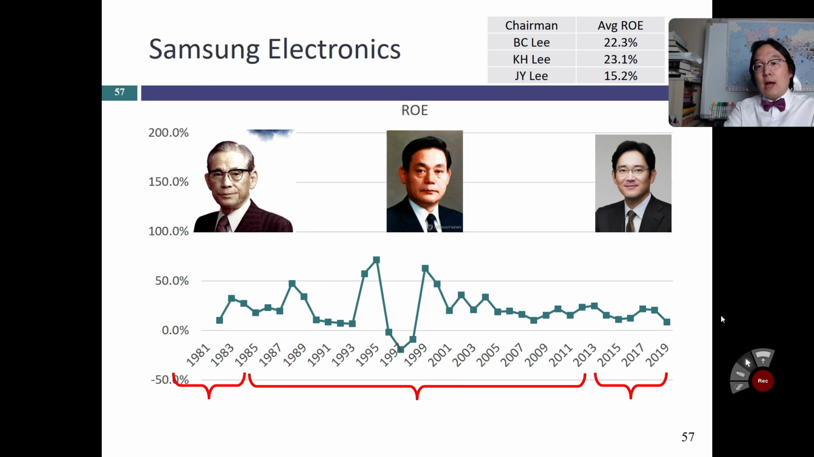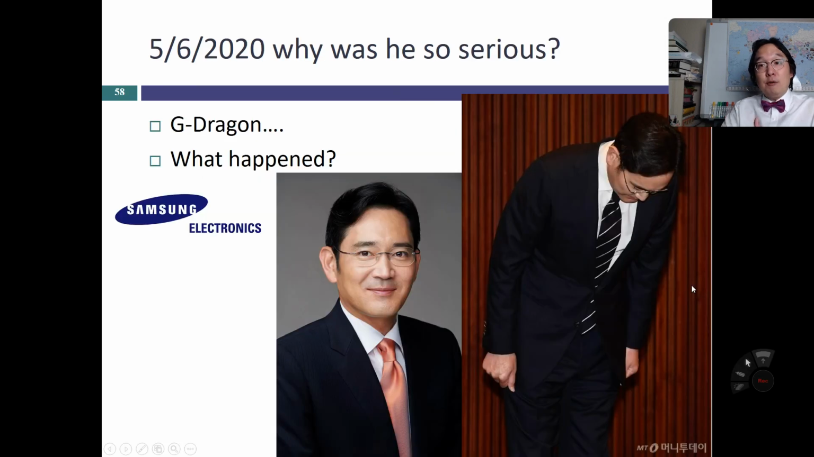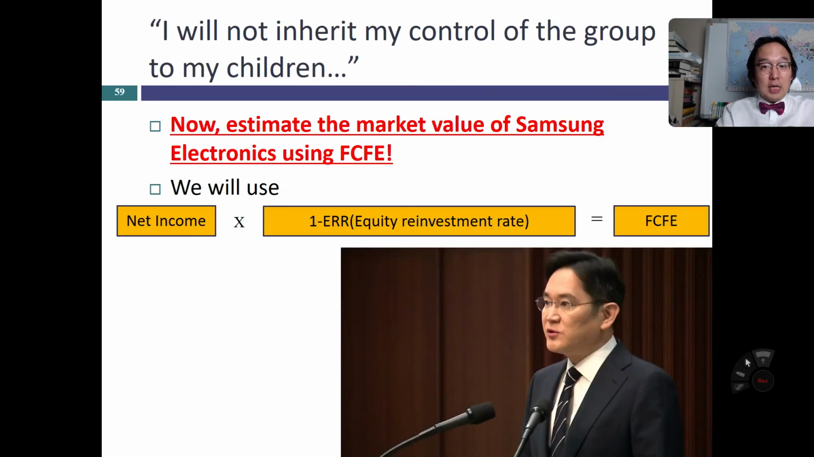Now this brings you to a current issue. May 6th, 2020. Why was he so serious? Here's G-Dragon. You may think of him like Lee Jae-yong, or JY Lee. G-Dragon is his nickname, I guess. What happened? Why was he apologetic? He announced very important things over there, and I want you to estimate Samsung Electronics' fair value in this exercise.